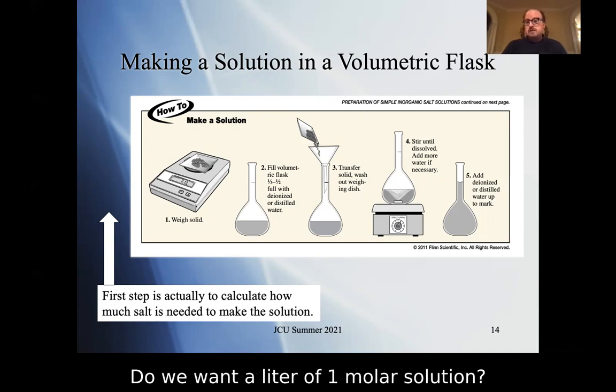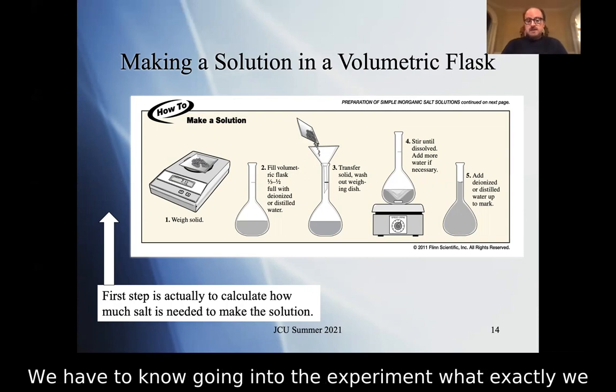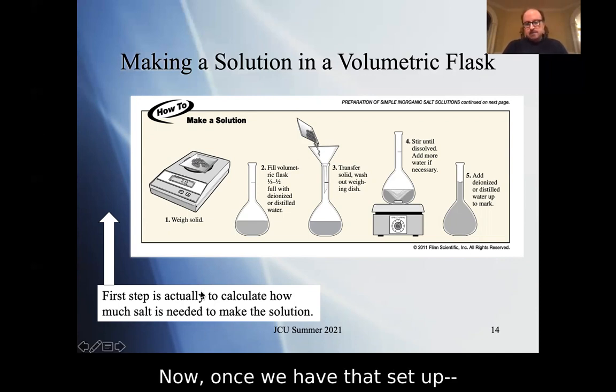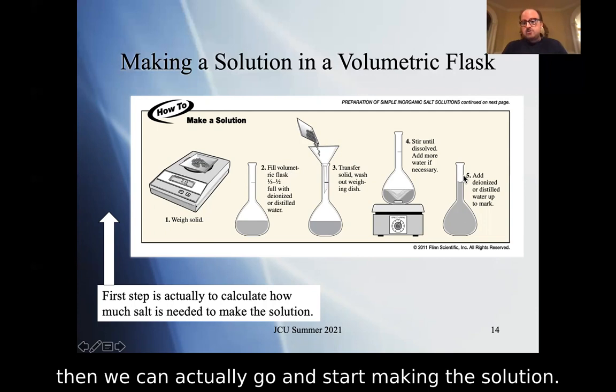right? Do we want a liter of 1 molar solution? Do we want a liter of 2 molar solution? Do we want 100 milliliters of 0.1 molar solution, right? We have to know going into the experiment what exactly we need. Now, once we have that set up, meaning we know what we want, and we calculate how much material we need, then we can actually go and start making the solution.